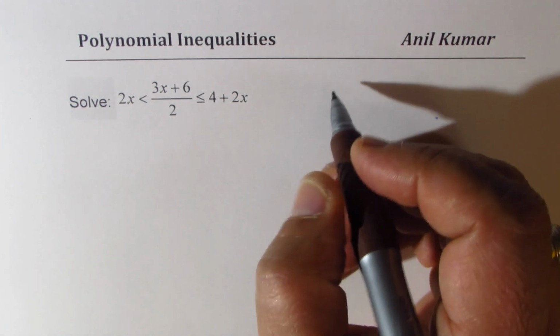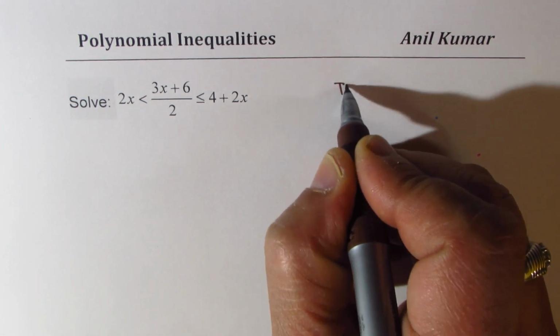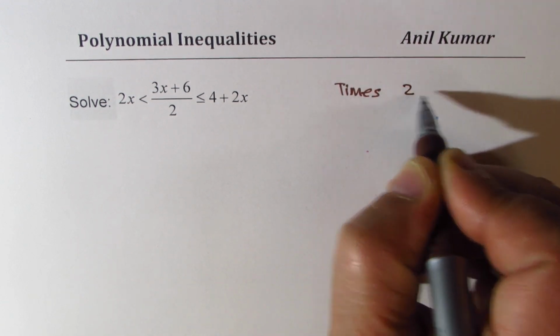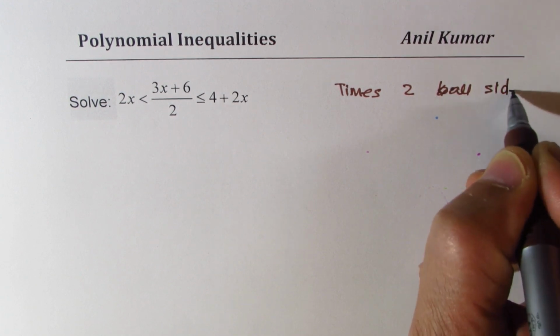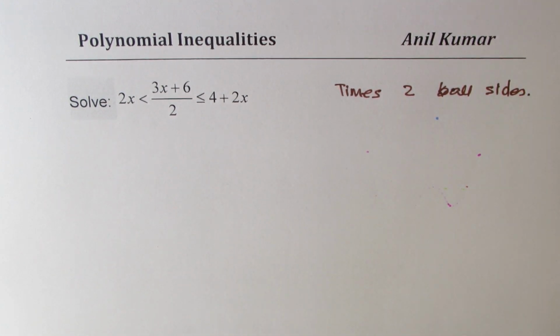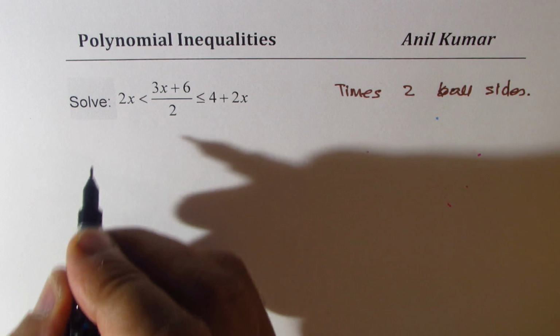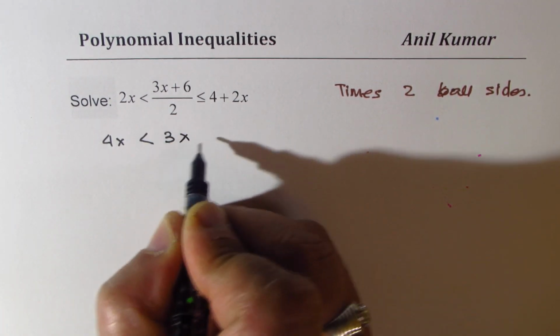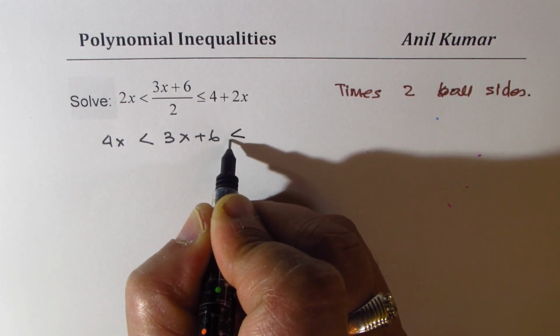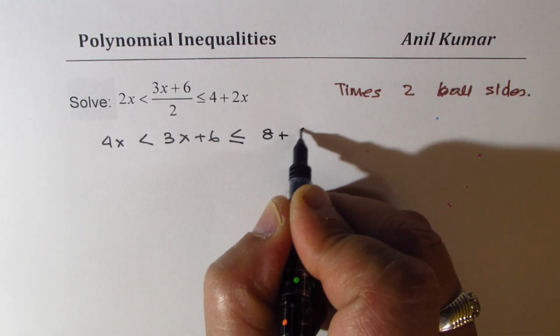So the first step here will be to multiply to both sides, all sides, I should say, all sides, right? Since we want to get rid of fractions, if I multiply by 2, I will write this as 4x is less than 3x plus 6, which is less than or equal to 8 plus 4x.